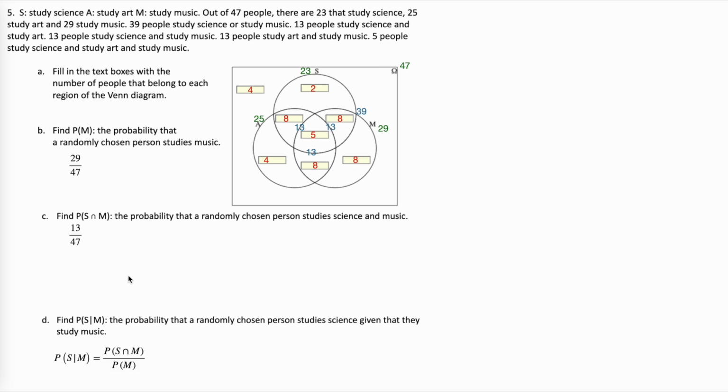Or we can use our formula that says the probability of S given M is the probability of S and M out of the probability of M, which is S and M is 13 out of 47. Divided by the probability of M, 29 out of 47, which gives us 13 out of 47 times 47 out of 29. Cancel the 47s. That gives us 13 out of 29 again.